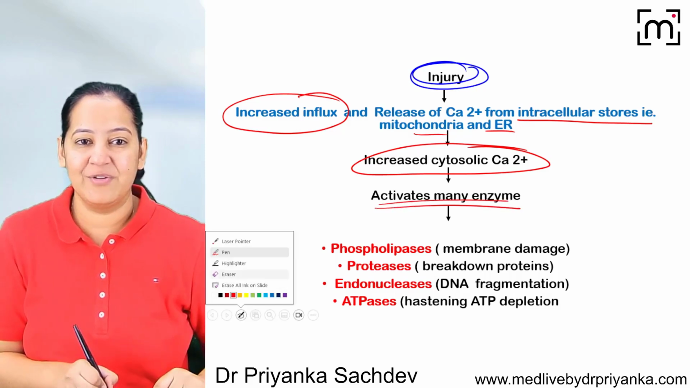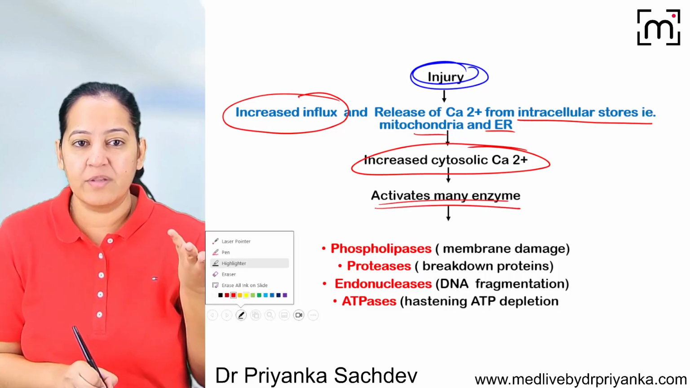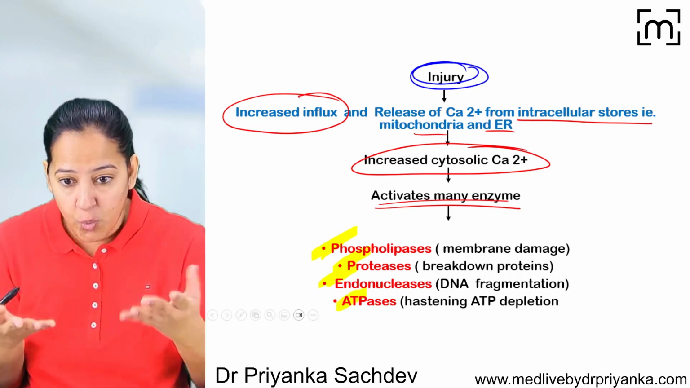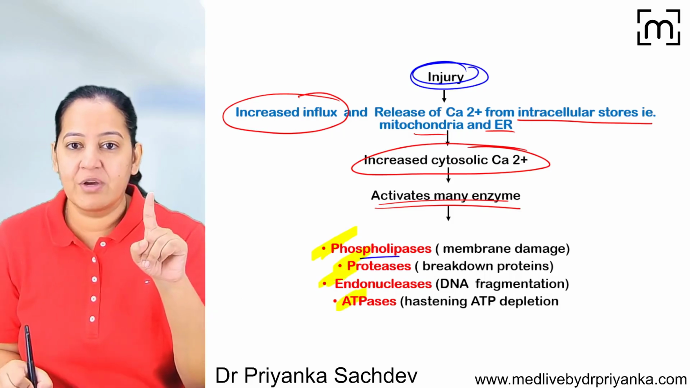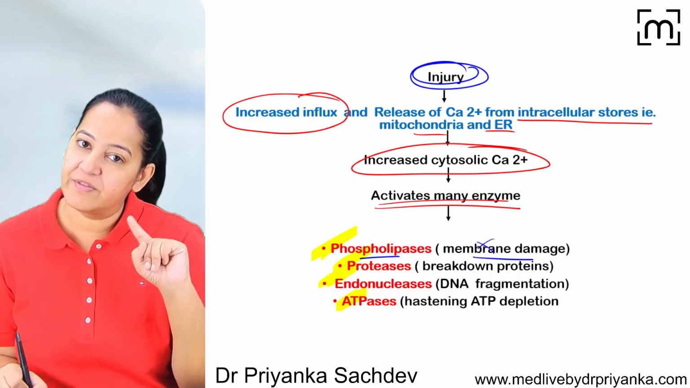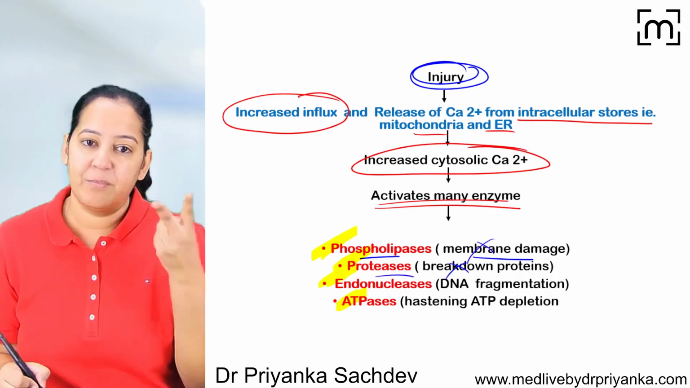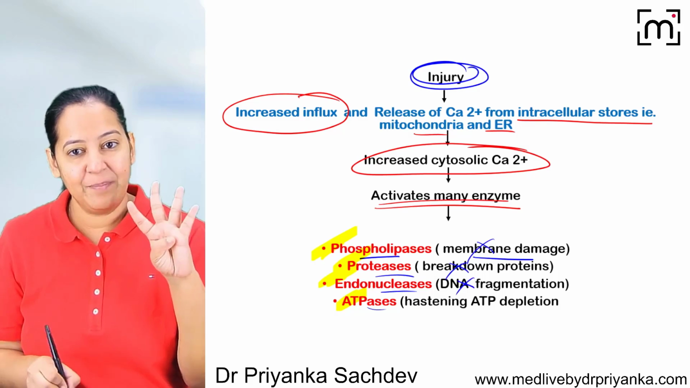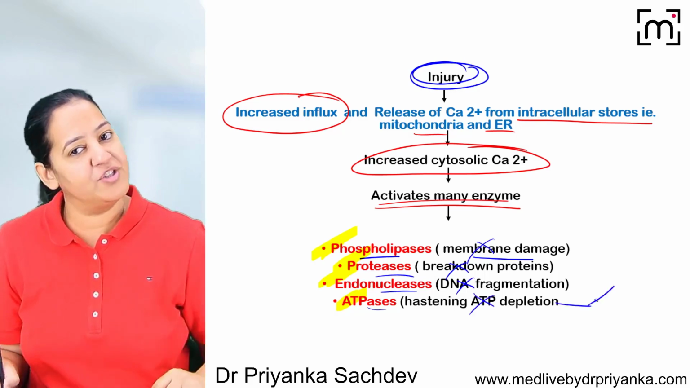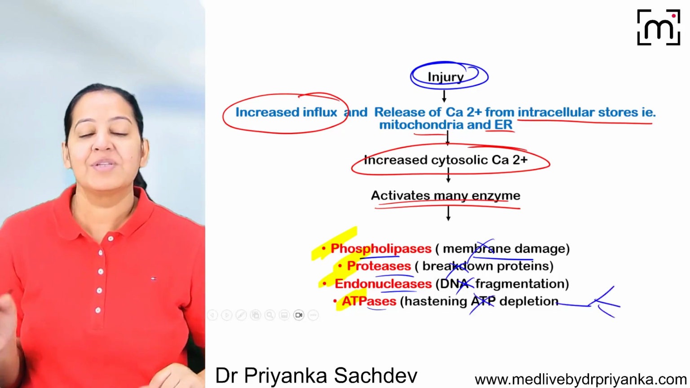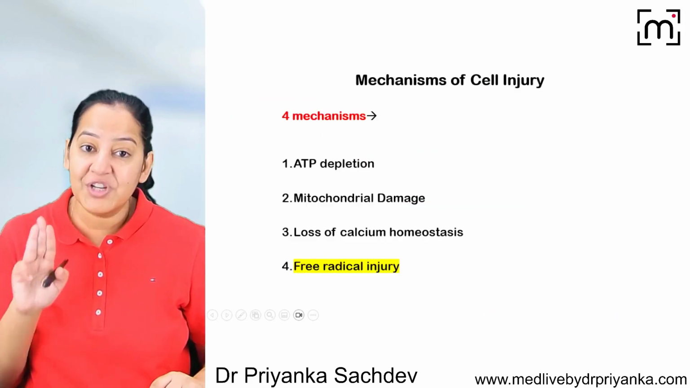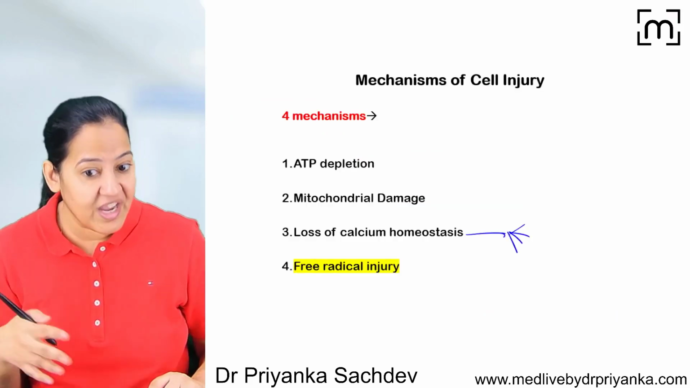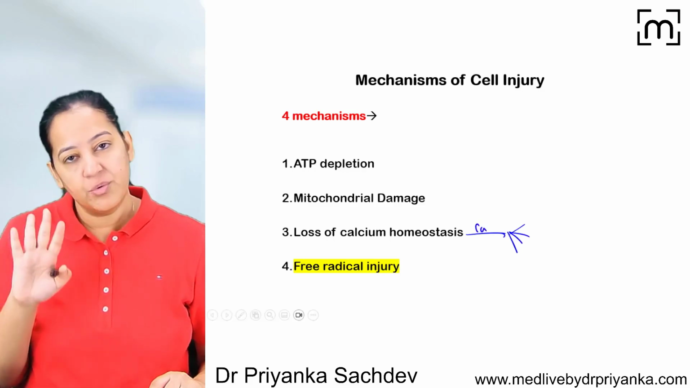Which 4 enzymes? Can you tell me the names of the 4 enzymes quickly? Phospholipase, protease, endonuclease, ATPase. What do they do? Phospholipase degrades phospholipid, so the cell membrane is gone. Protease degrades the protein. Endonuclease degrades the DNA, so the nucleus is gone. And ATPase degrades the ATP, so there is ATP depletion, again the three deleterious effects. In this way the injury happens. This is the third mechanism. So here also you have to write down the names of the 4 enzymes which get activated because of the calcium.